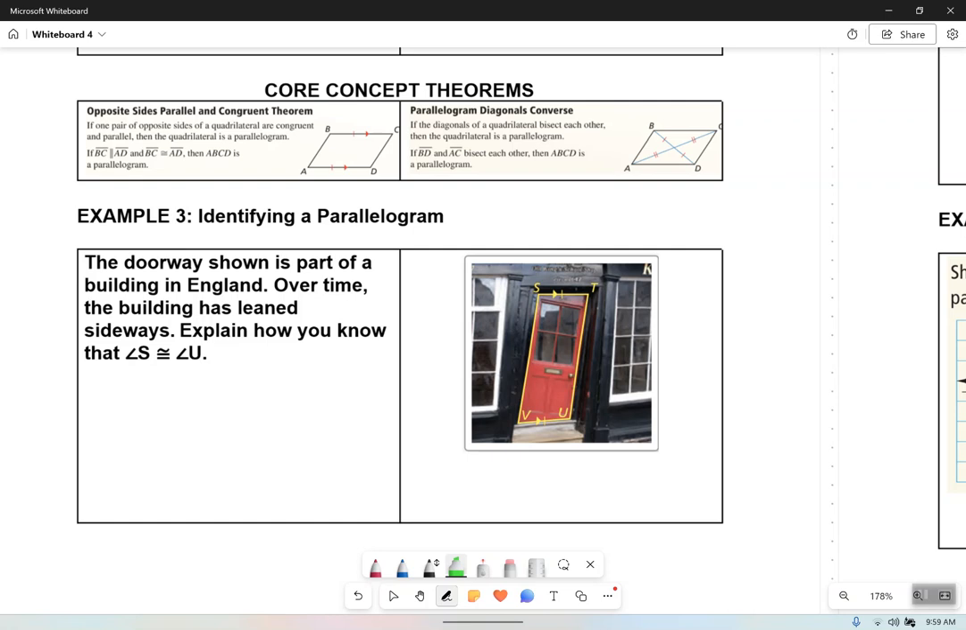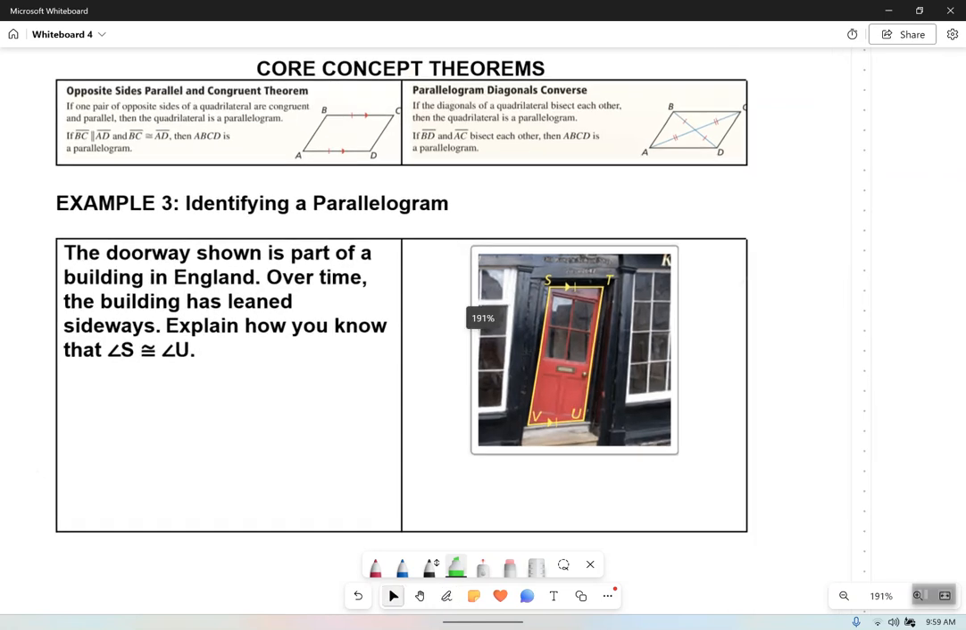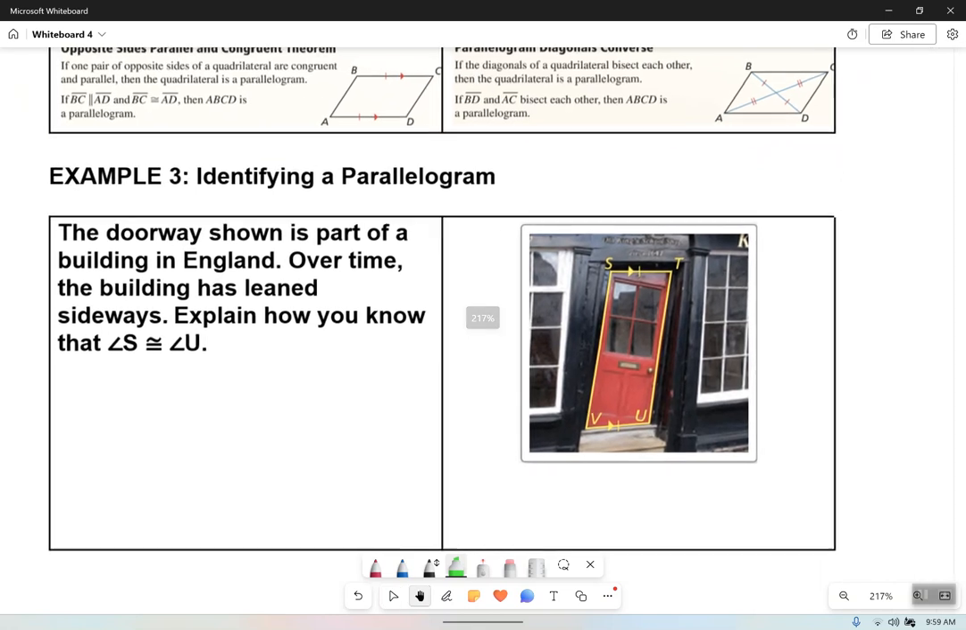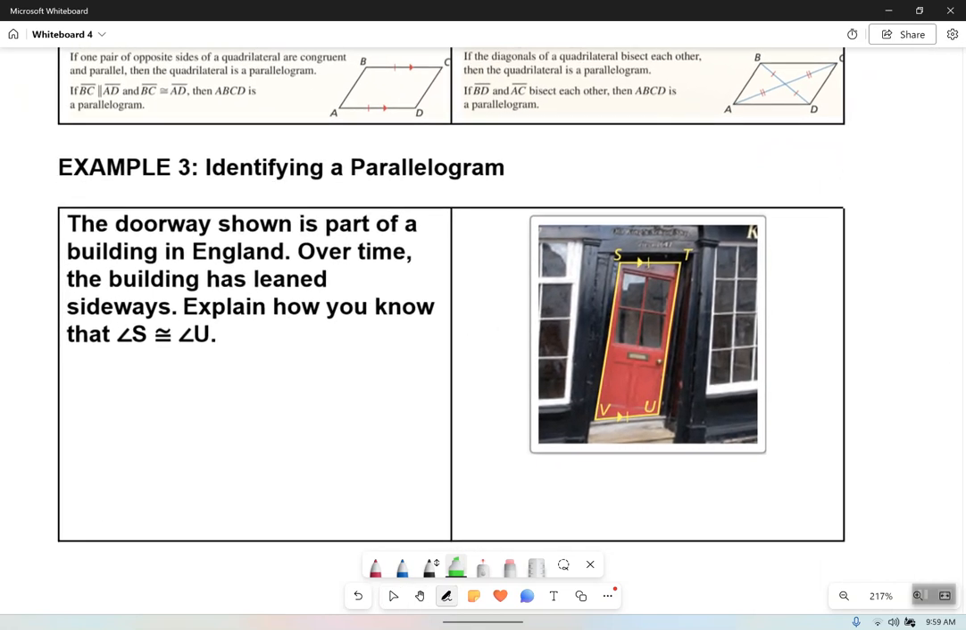Okay. So guys, in example 3 right here, it says there's a doorway shown. It's part of a building in England. And it says over time the building has leaned sideways. All right. Quick question. How do you know angle S is congruent to angle U? Okay, they are opposite. Well, first of all, do we know it's a parallelogram first?